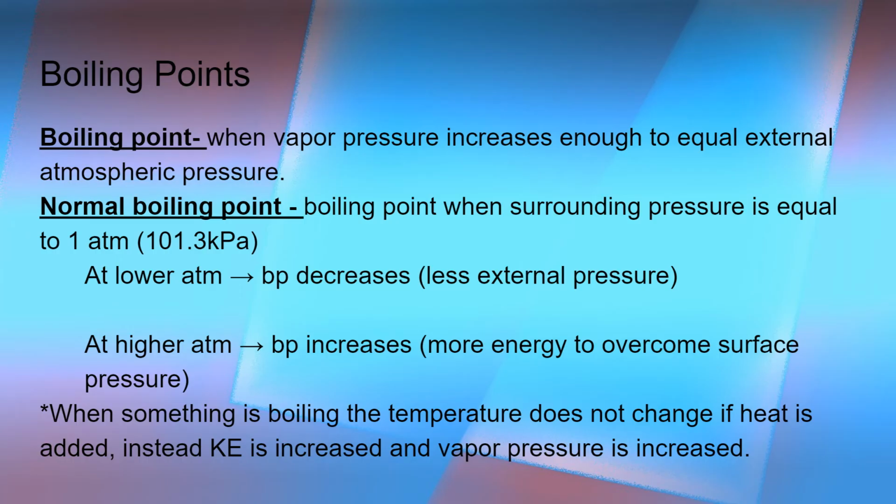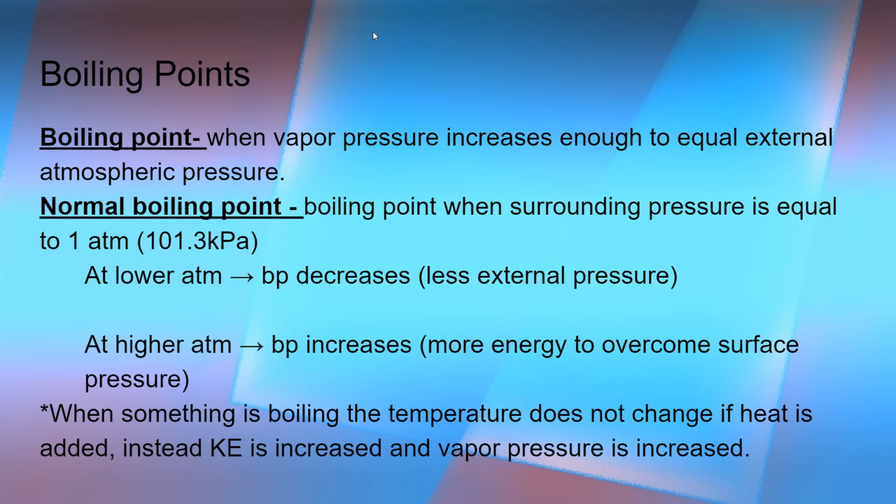Our next set of definitions is going to be about boiling point. So boiling point is when vapor pressure increases enough to equal your external atmospheric pressure. So remember, vapor pressure is going to be the pressure of vapor particles above a liquid. So for example, if we had a jug of water, it'd be the pressure of the water vapor particles above the liquid water. So boiling point happens when vapor pressure is equal to external atmospheric pressure. When those become equal, something will actually boil.